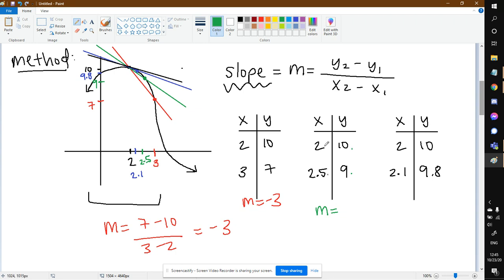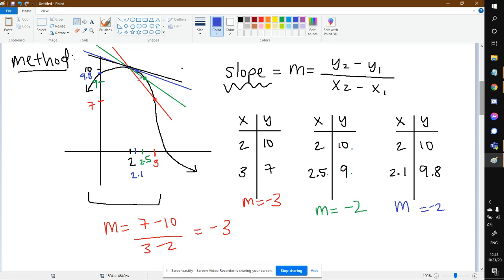We would get, this is now a 9. This is now a 2.5. We get negative 2. We go again for blue. We do 9.8 over 2.1. Oh, we also get negative 2. That's very funny.